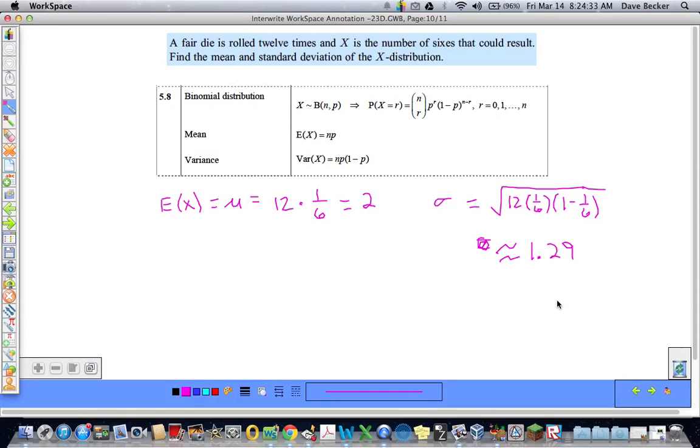I don't think so. So what does all this mean? If we roll a fair die 12 times, we expect a 6 to be rolled twice with a standard deviation of 1.29. That's what that means.